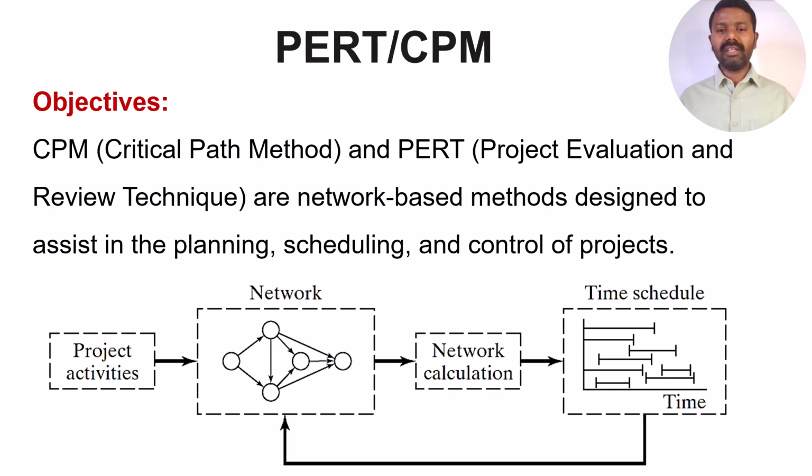Here, majorly, there are 4 steps involved. The first thing is the project activities, which we can see in this slide. We take all the activities and their dependencies, and based on the dependencies we make the network diagram, and from the network diagram we calculate the network calculations. Then we make the time scheduling.